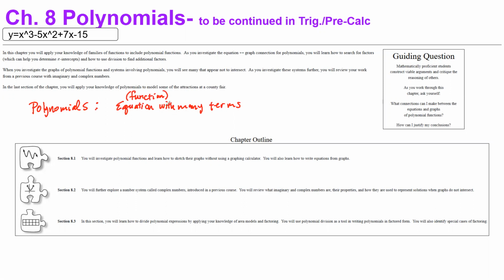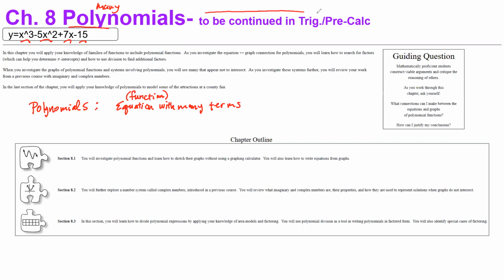An equation with many terms. So here's the first term, second term, third term. So this one happens to have 4 terms. It can have 5 terms. It can have 2 terms. It could have 1 term and be a monomial and still be considered a polynomial, even though poly means many, right? So something with many terms.